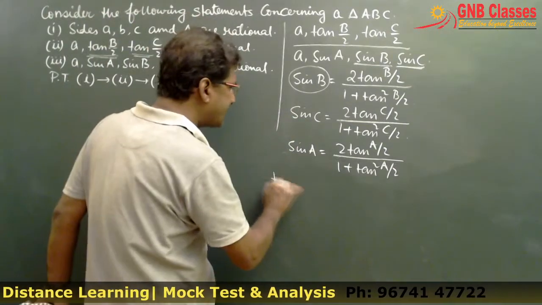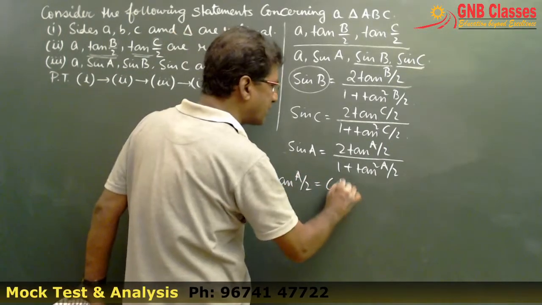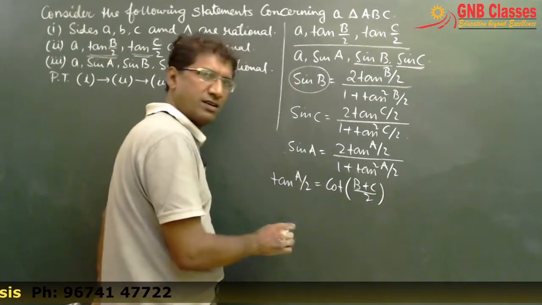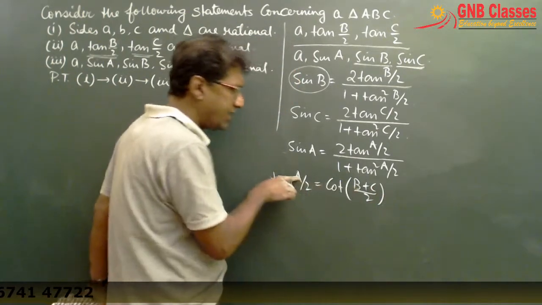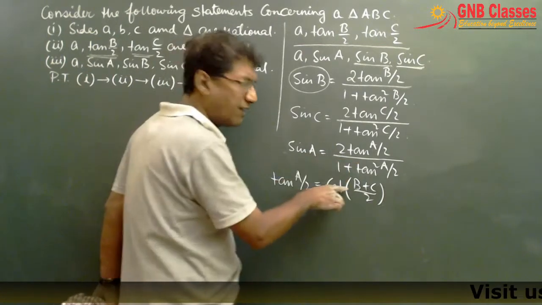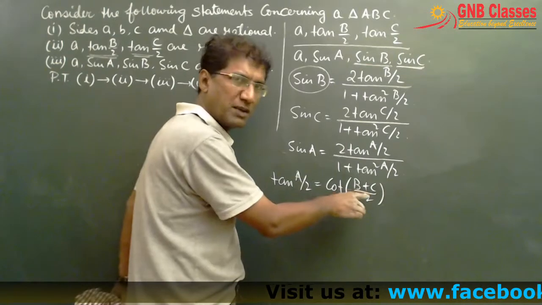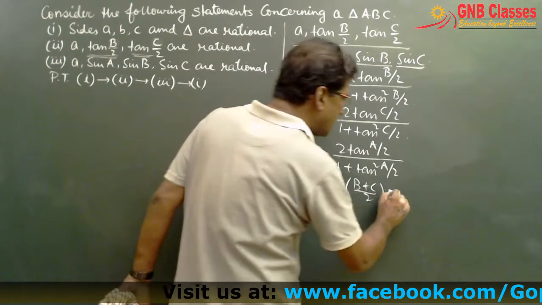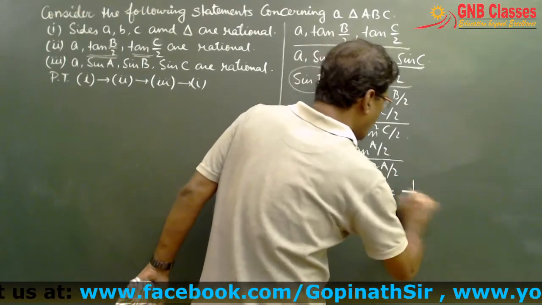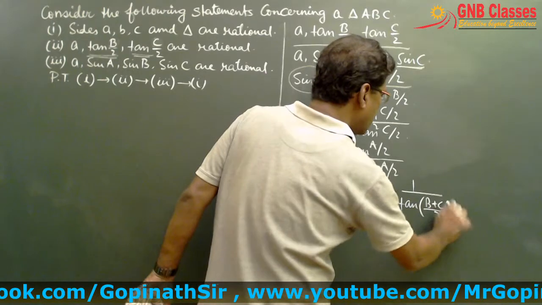Now, what is tan A by 2? First of all, we have to say this. Tan A by 2 is nothing but cot of (B plus C) by 2. How are we getting this? A can be replaced by pi minus (B plus C). So that gives you tan of 90 minus (B plus C) by 2, which gives you cot of (B plus C) by 2. So cot (B plus C) by 2 is what? It is 1 by tan (B plus C) by 2.